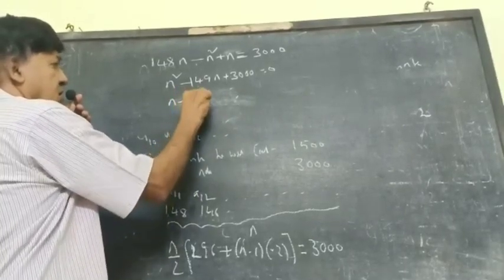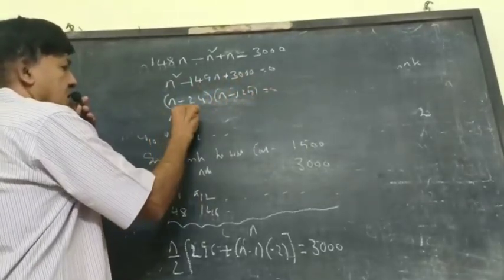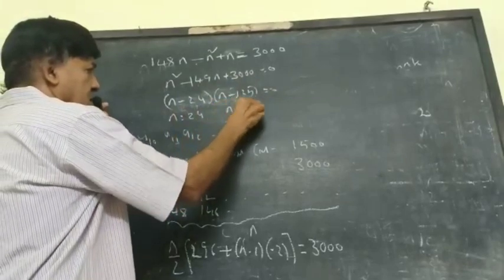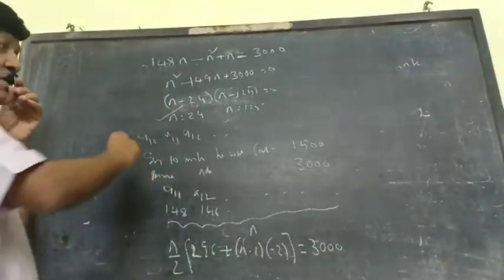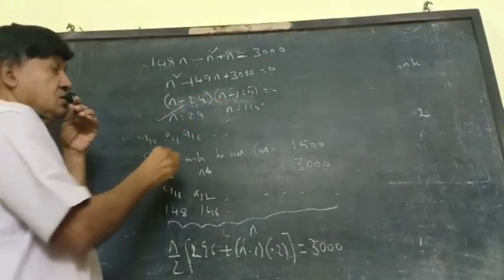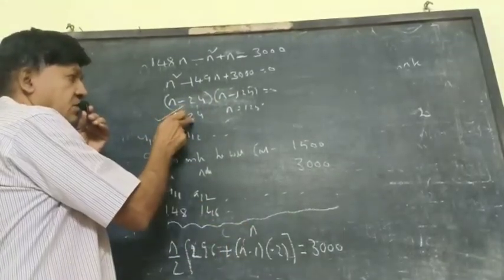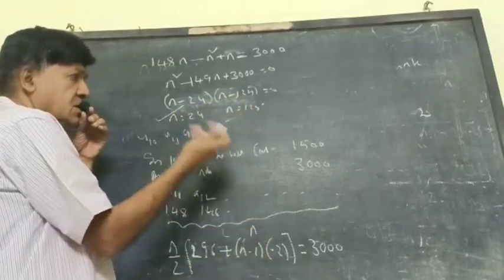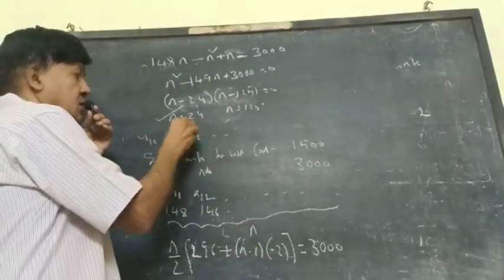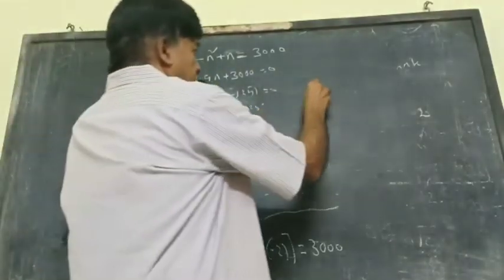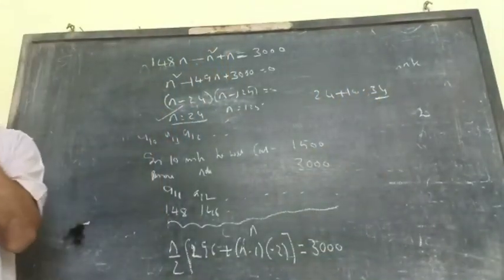So n minus 24 into n minus 125 is 0. So n is equal to 24, n is equal to 125. You have to consider n is equal to 24 only, because it is a decreasing sequence. See, the sum is equivalent to 3000 when n is 24. Even if n is 125 also, it is that, but 125 is not possible because it goes to negative values. So n is 24. The total is how much? 24 plus 10, which is 34. Yes, understood?